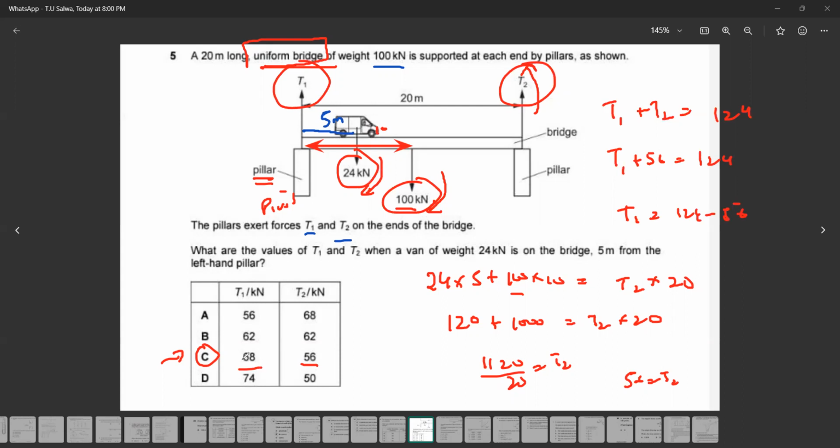So the idea is that whenever two supports are there, you will consider one of them as a pivot and the other one you will consider as a force contributing to a turning effect or a moment. Is it clear? This one?